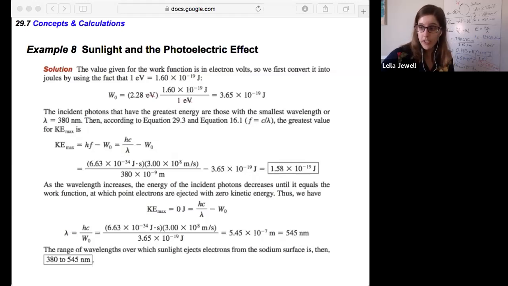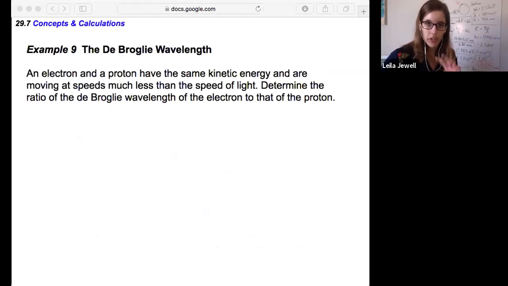So there's an example. One more bonus example that I'll just talk through at least a little bit is the de Broglie wavelength. An electron and proton have the same kinetic energy and are moving at speeds much less than the speed of light. Determine the ratio of the de Broglie wavelength of the electron to that of the proton. So they tell us its speed's much less than the speed of light. We don't know how fast, but we do know we don't need to consider relativity, which is great. And all that we know is it's an electron and a proton, which means we know the mass and the charge of each of them.